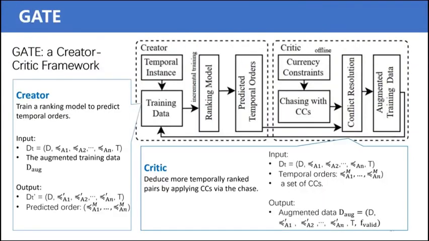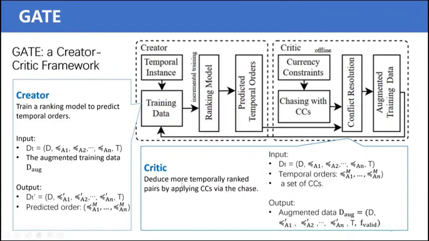Okay, now I introduce our framework, the creator and critic framework, called GATE. This picture shows the architecture of GATE. GATE mainly consists of a creator and a critic. The creator mainly trains a ranking model to predict the time orders. Its input is the temporal instance and all existing time orders. The second input is the augmented training data, DAUG. The output is the predicted orders of the remaining time orders.